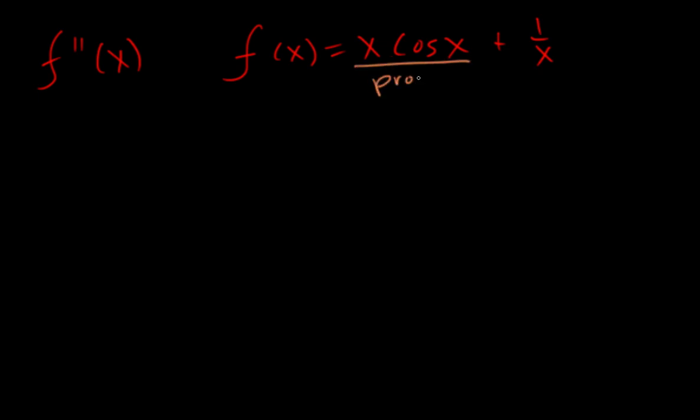And then this is pretty straightforward. So I'm going to do this product rule first. I'm going to call this A, call this B. A prime is 1, B prime is equal to negative sine x. So we just take the first times the derivative of the second plus the second times the derivative of the first.